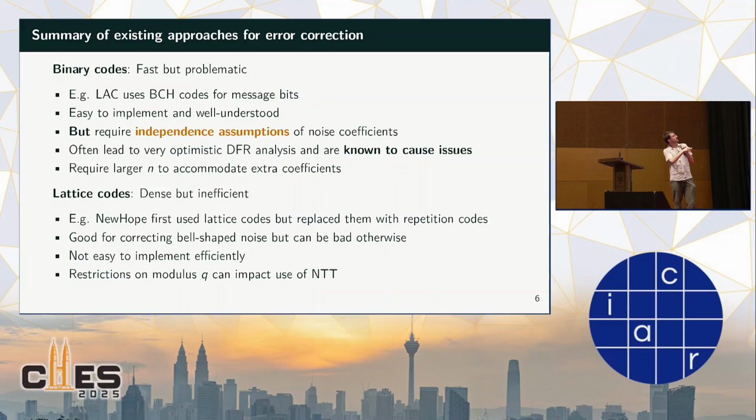So this is the case for NewHope in its first version. NewHope first used lattice codes, but then replaced them with repetition codes because they were much easier to implement and to explain. Lattice codes are good for correcting bell-shaped noise, but can be bad if your noise is not shaped like a Gaussian distribution. They are not easy to implement efficiently, and the main problem is that they restrict your modulus Q, which can impact the use of NTT.